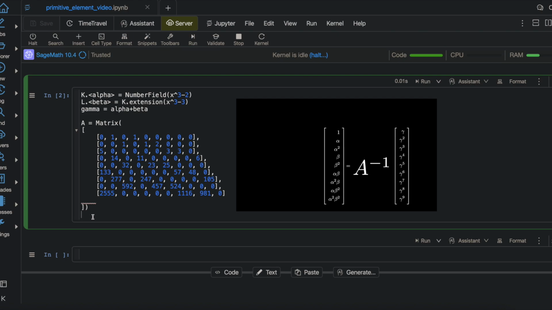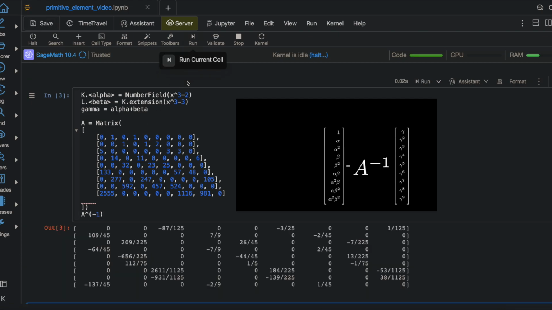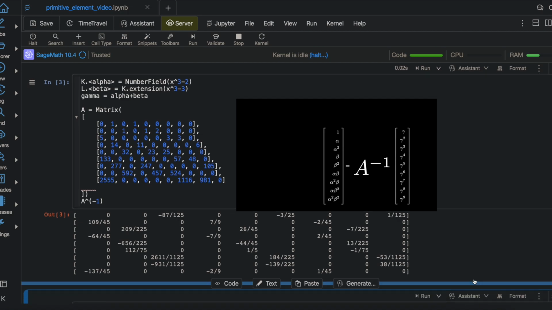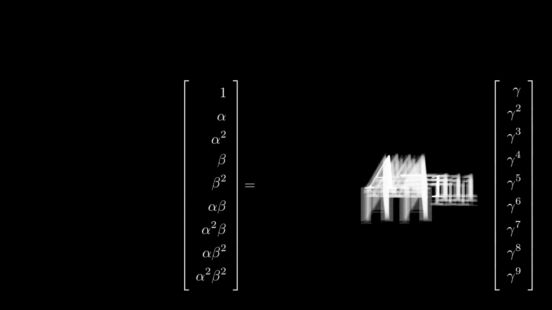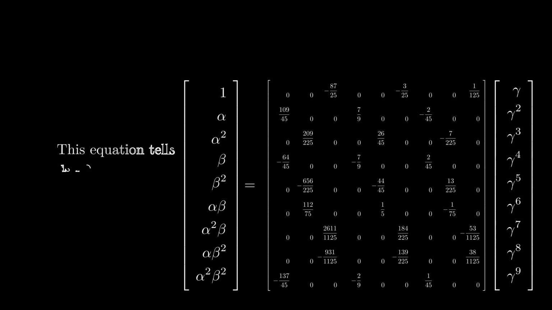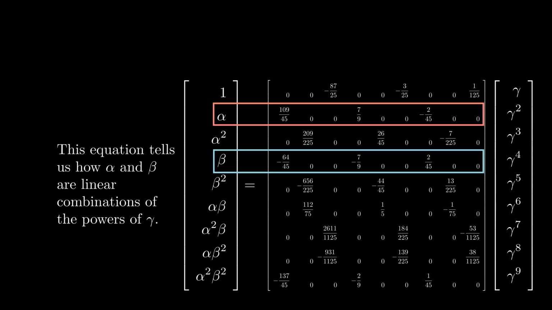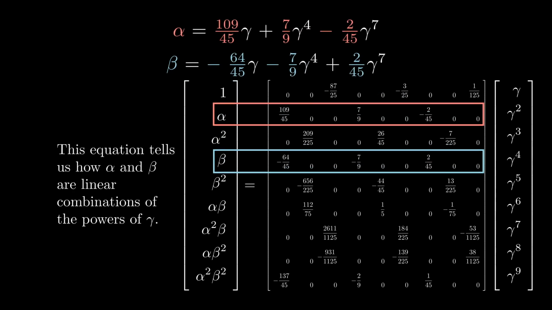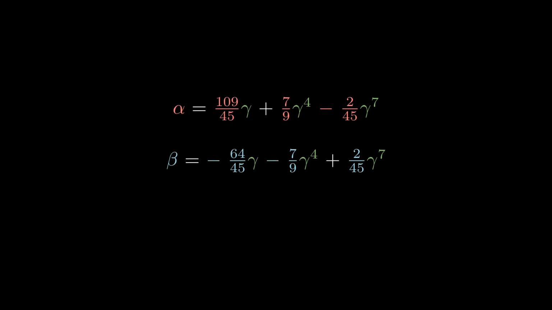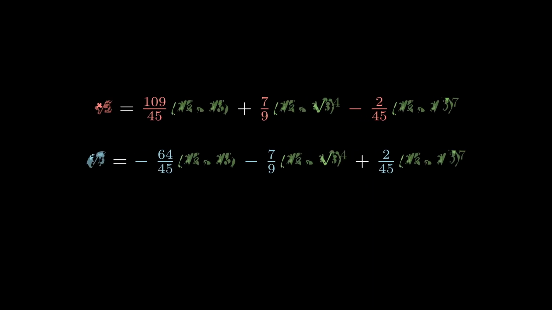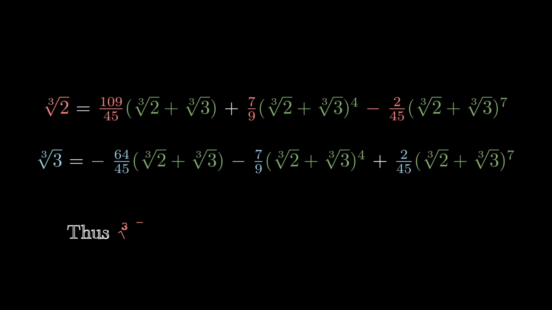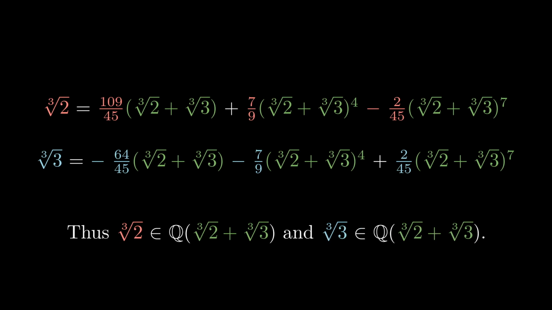We'll use Sage to compute the inverse of A. It's a pretty simple command too. It's just A to the minus first power. And boom, here are the entries of the matrix A inverse. We'll substitute that in. This matrix equation is exactly what we needed. If we look at the second and fourth rows, this tells us how alpha and beta can be written as linear combinations of the powers of gamma. In other words, now we know how the cube root of 2 and the cube root of 3 can each be written as sums of powers of a single element, cube root of 2 plus the cube root of 3.